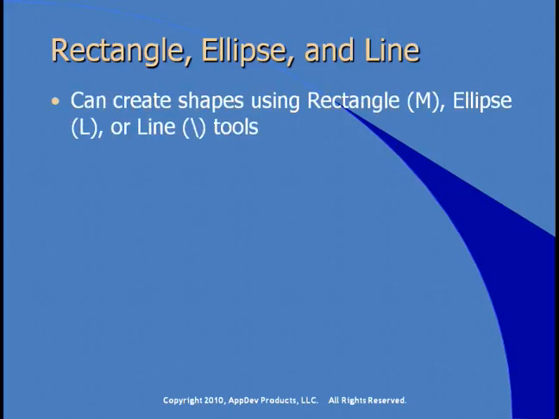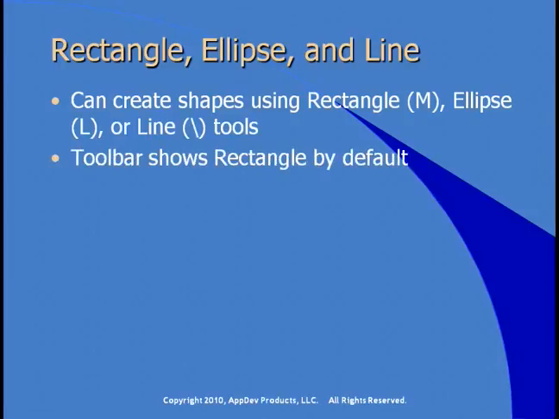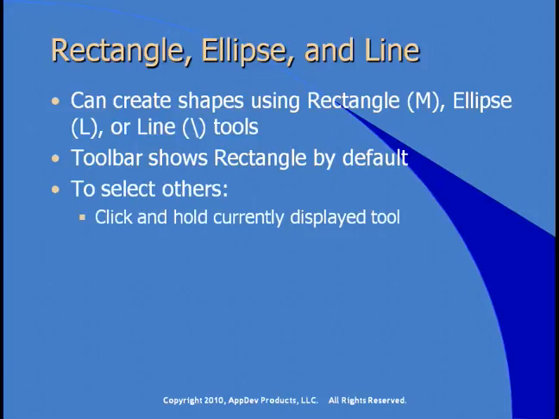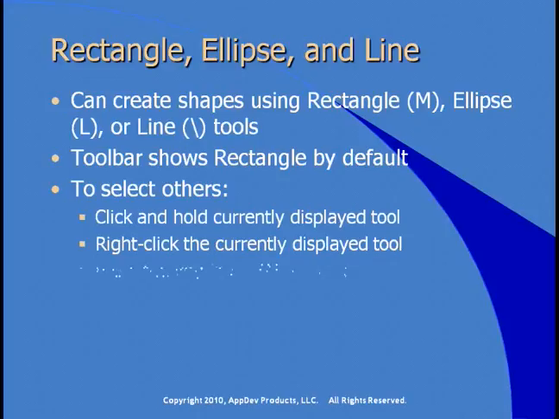You can create shapes using the rectangle, M, ellipse, L, or line, / tools. The letter tells me what key to press to create those shapes. You get a rectangle, ellipse, or line tools. The toolbar shows the rectangle by default, and to select others you either click and hold or you right-click the currently displayed tool. You can also press the keystroke if you don't want to go back to the toolbar to select that item from the toolbar. Well, let's play with the rectangle, ellipse, and line tools to see what tricks Blend has up its sleeves.